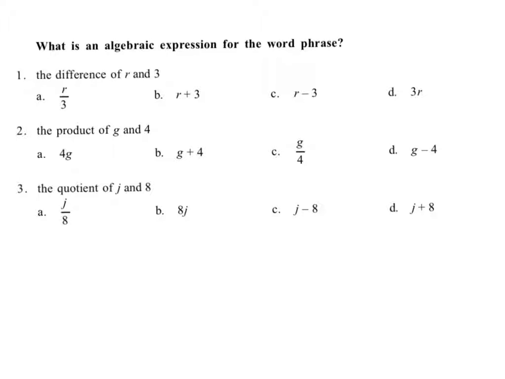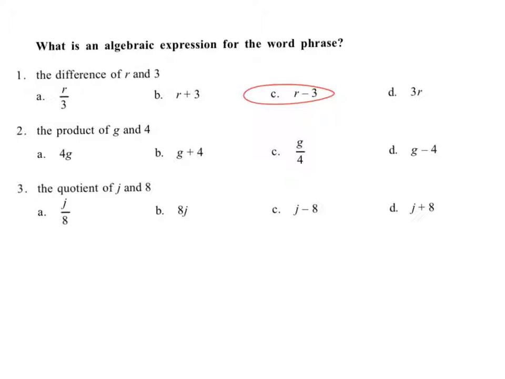Okay, so difference of R and 3. There's something funny going on here, that there is no commutative property of subtraction, so we can't change the order of these. So we have to do this in the proper order. Whatever they give you first, you list first, just like on C. R is first, so we got R. 3 is second, so we have that second. And difference is subtraction, so we have the answer R minus 3.